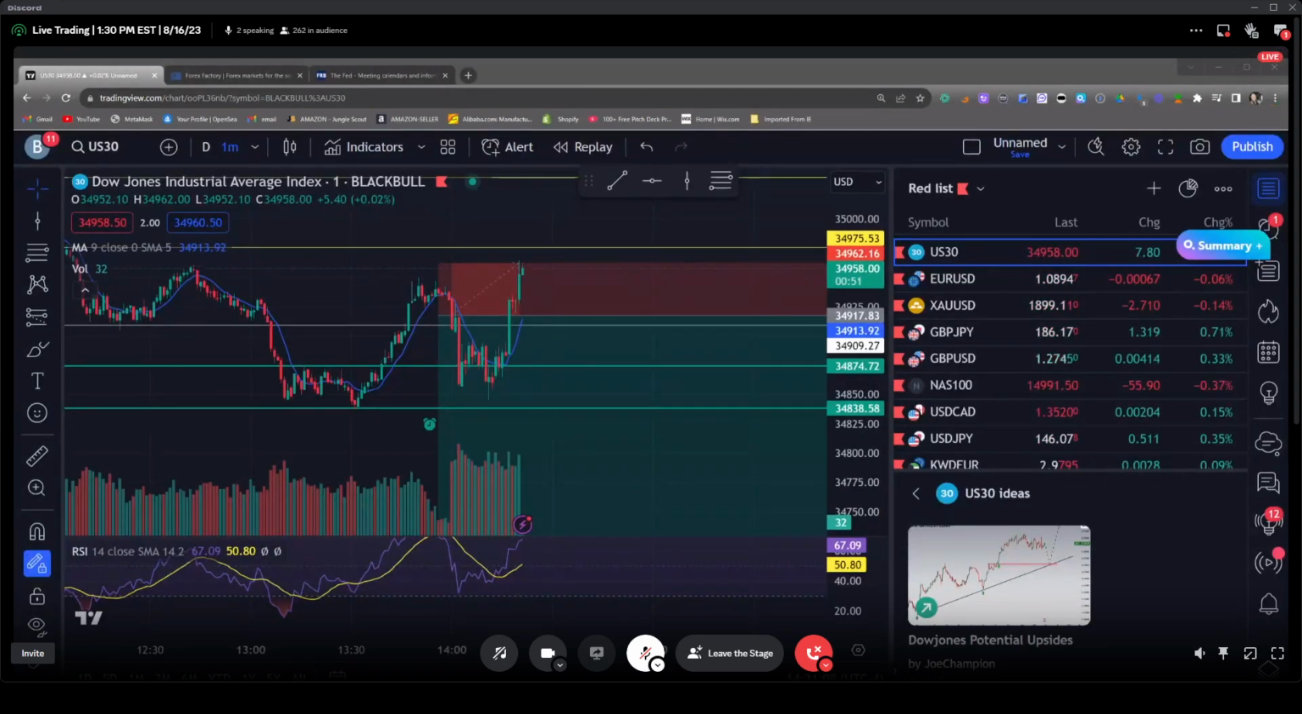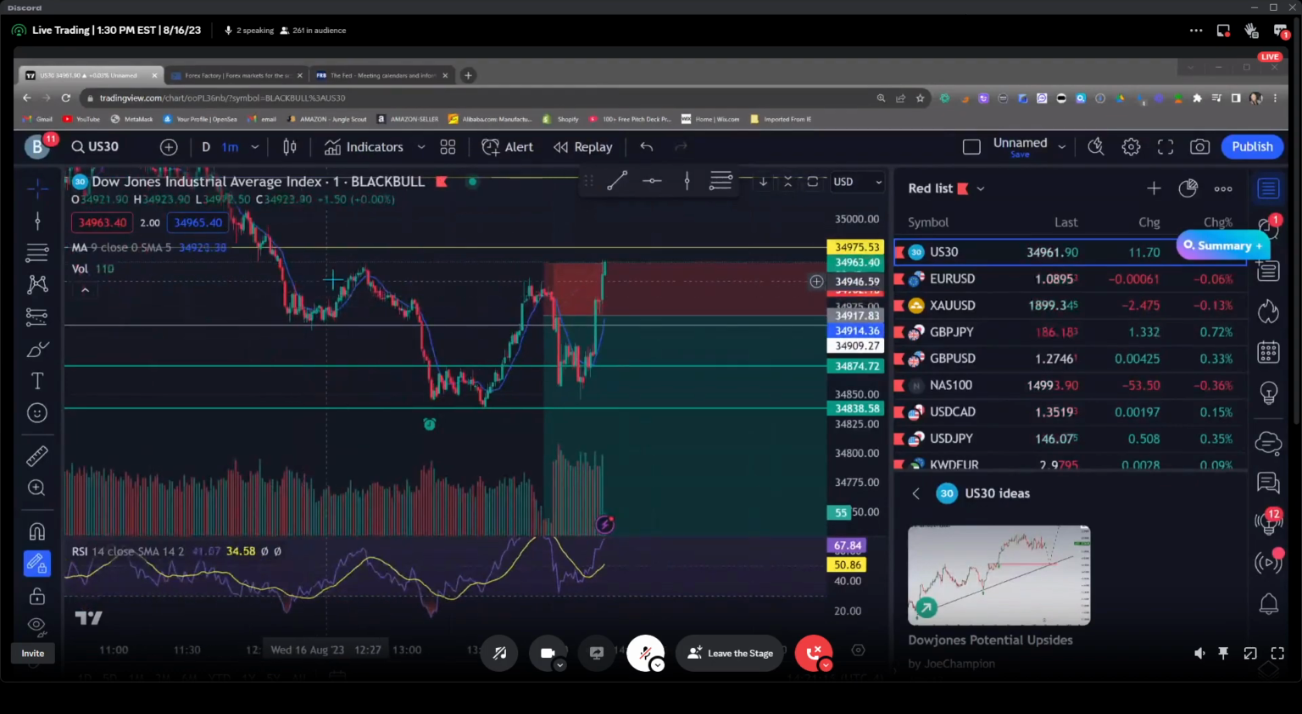This thing should be falling. There wasn't enough volume to the downside, but it will be falling today. So we got to recatch it on the way back down.